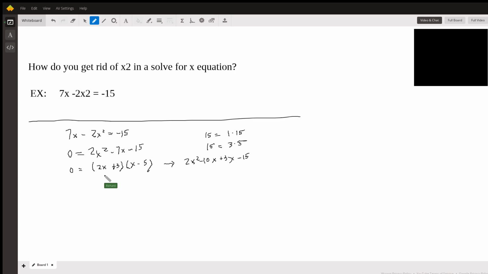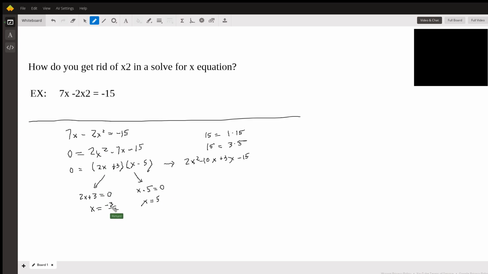So now what we do from here is we're going to spawn 2 equations. This is called the zero product property, if you ever hear that in school. You would say 2x plus 3 equals 0, x minus 5 equals 0. Just spawn those 2 equations, because if this times this equals 0, then one of them or both of them have to equal 0. So this is going to give you x equals negative 3 halves. And this is going to give you x equals 5.